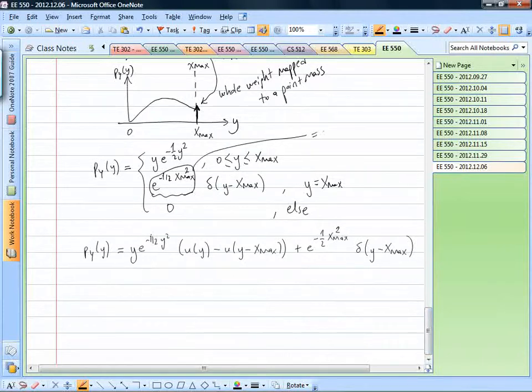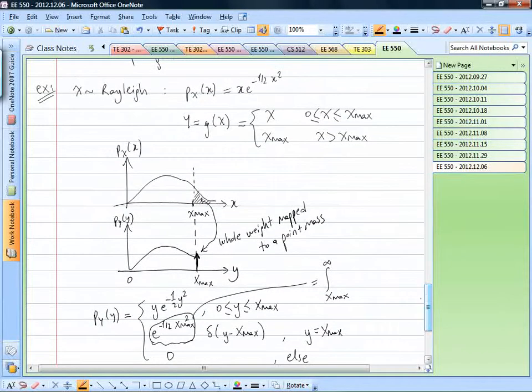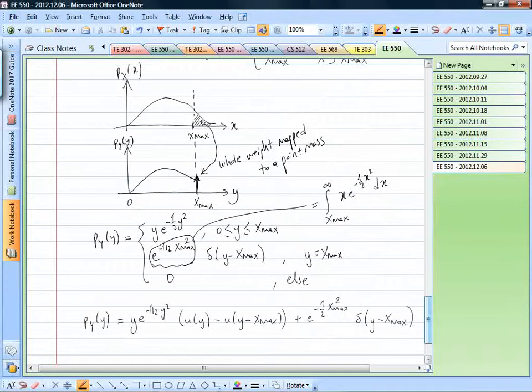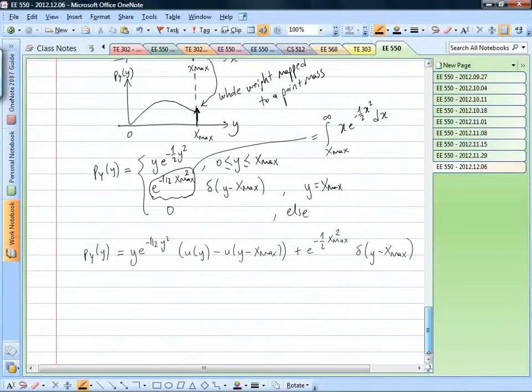This is equal to the integral from x max to infinity of the Rayleigh distribution, which is x e to the minus 1 over 2 x squared dx. And to be able to take this integral, well, it's not that difficult, I guess. Yeah, you can take it.